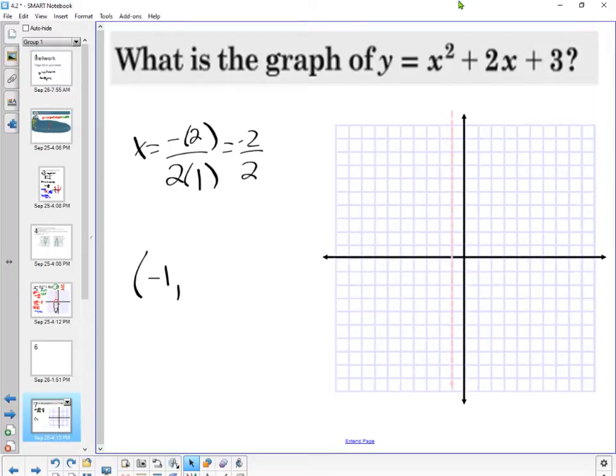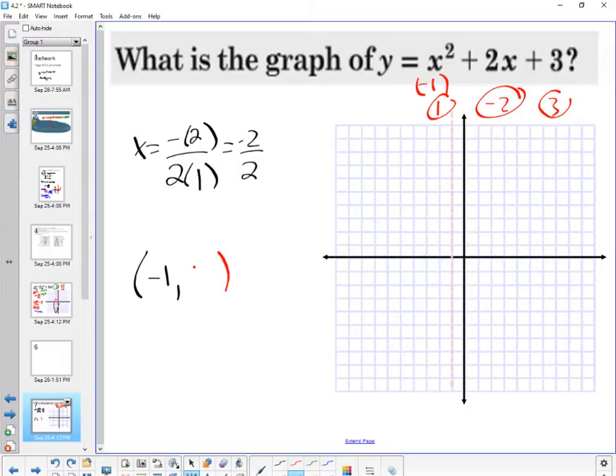Next thing that I want to find. Question goes to Francisco. You're going to plug this into the x so that you can get your y value. So negative 1 squared is a 1. 2 times negative 1 is a negative 2 plus a 3. So that's 3, 4. 4 take away 2 is? 3 plus 1 is 4. 4 take away 2 is? 2. There we go. So that means that my vertex is right here.